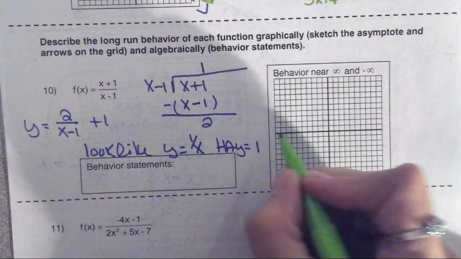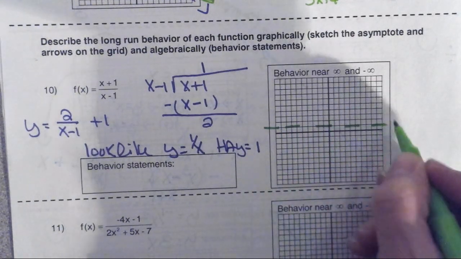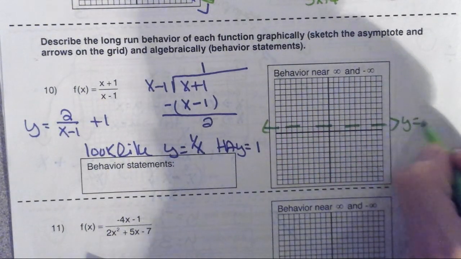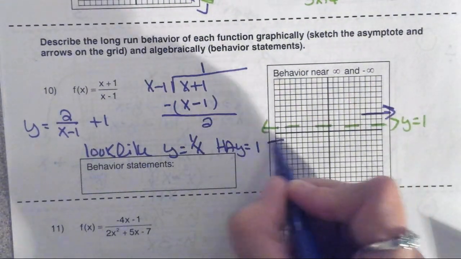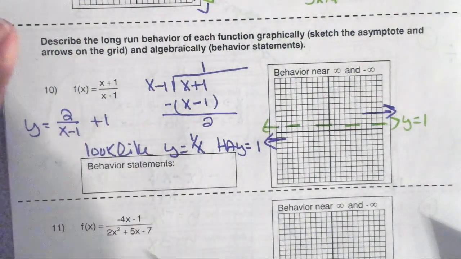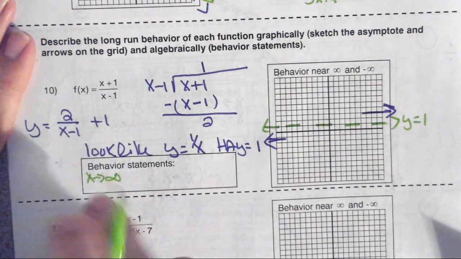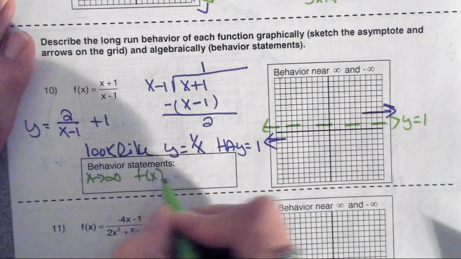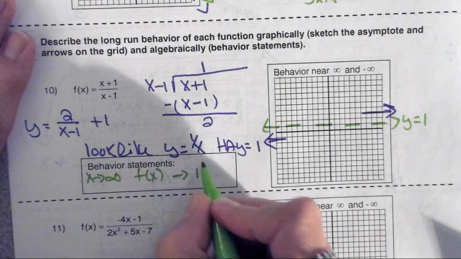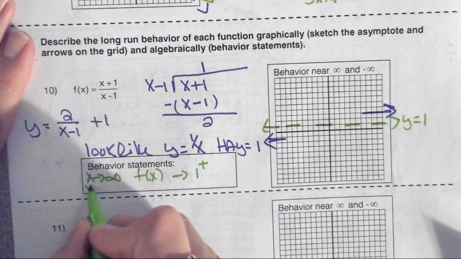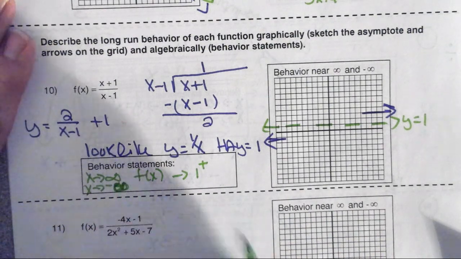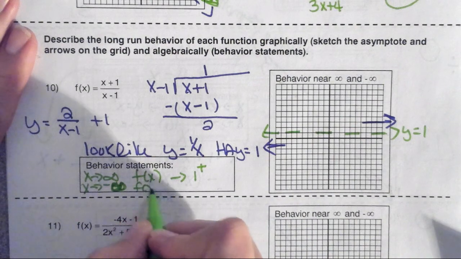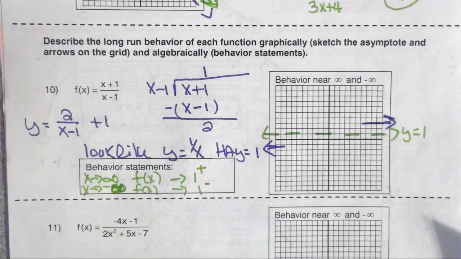So I'm going to come over here and graph it. Here's my horizontal asymptote at y equals 1. Since it's a 1 over x, I'm above on the right and below on the left. So my behavior statement: as x goes off to the right, the graph is going to be above the line y equals 1. And as x goes off to the left, oh, that's a crazy infinity sign, the graph is going to lie below the positive 1 line.